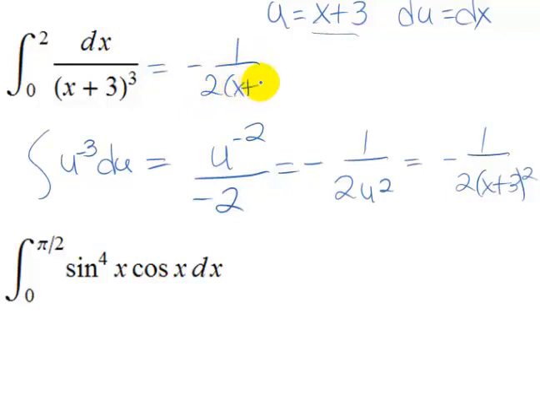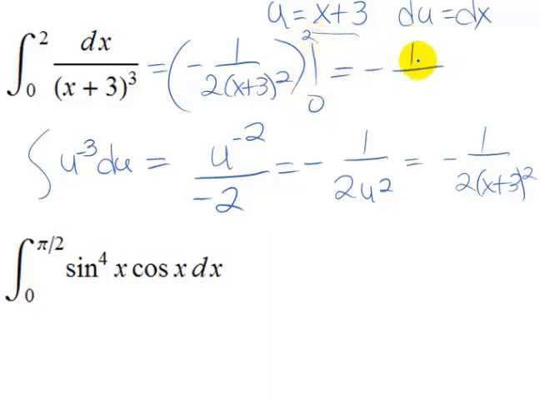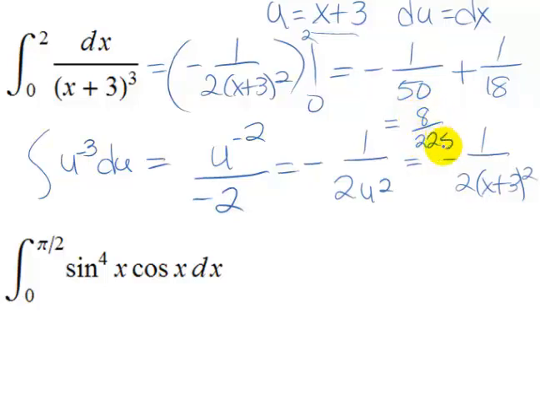So I'm going to put this up here, but it needs to be evaluated from 0 to 2. So I have negative 1 over, putting a 2 in, 2 plus 3 is 5, squared is 25, times 2 is 50. And then minus a minus will make a plus 1 over, putting 0 in, we have 3 squared, which is 9, times 2, which is 18. So for our final answer, we just need to combine those two fractions. And it looks like that's going to be 8 over 225.